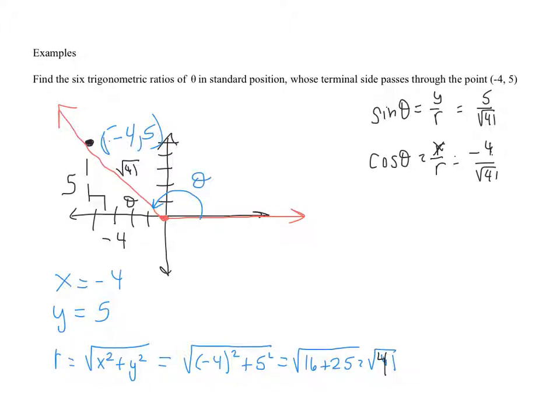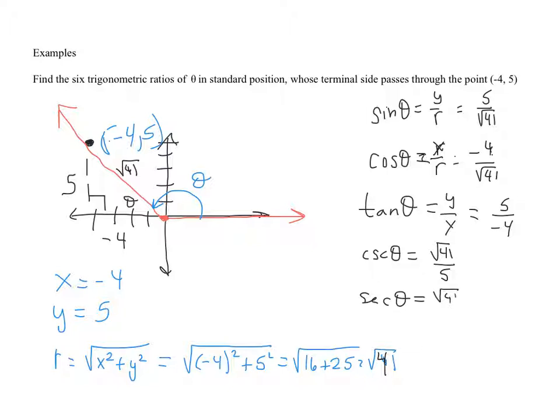Again, for this mystery angle, we really don't know what the angle is, but we can find the trig ratios of it. Tan is y over x. So y over x in this case would be 5 over negative 4. The other three ratios are very easy. I'll just flip them to get cosecant, so that's square root of 41 over 5. The secant of theta is the square root of 41 over negative 4. And the cotangent of theta is going to be equal to negative 4 over 5.